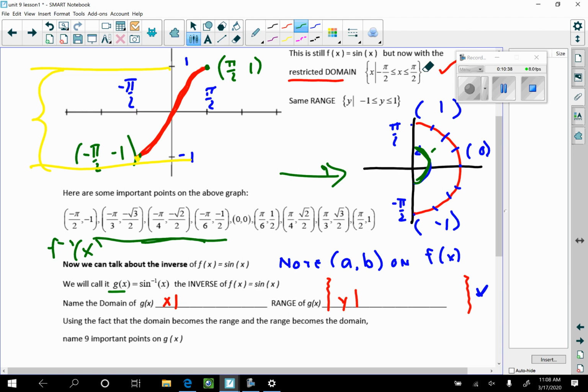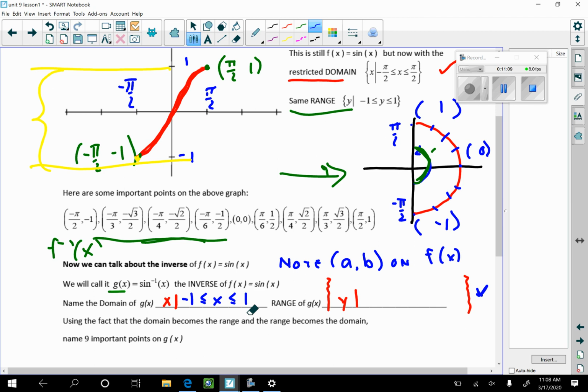Okay. So what do I want to do? The first thing I want to do is find the domain of my inverse of sine. How do I get the domain of the inverse? It is the range of the original. So what's the range up here? The range of the original is from -1 to 1. So that's going to become the domain of my inverse.